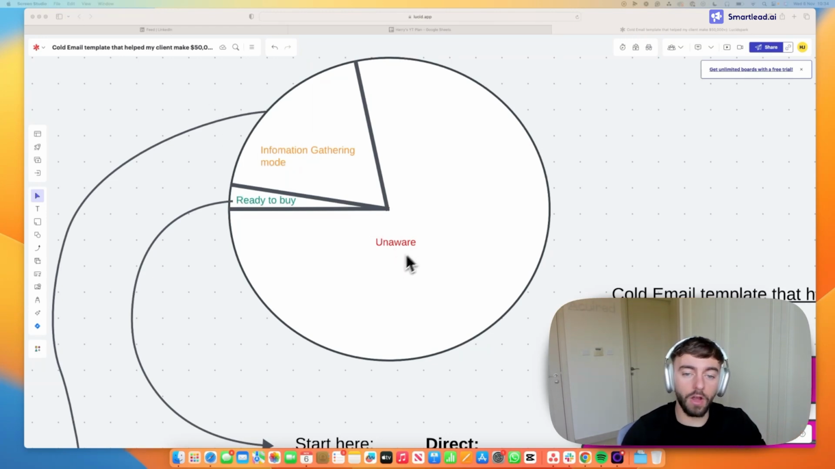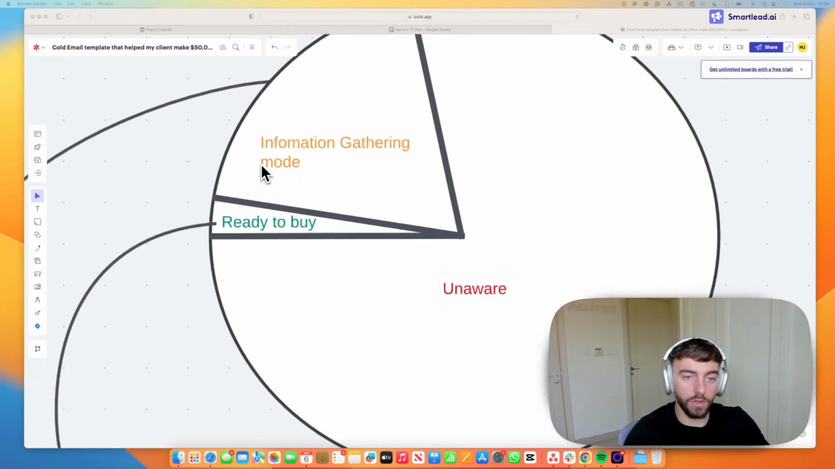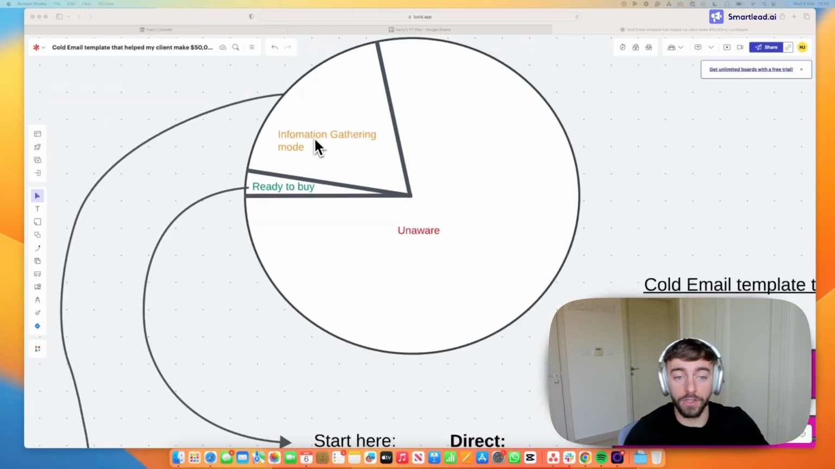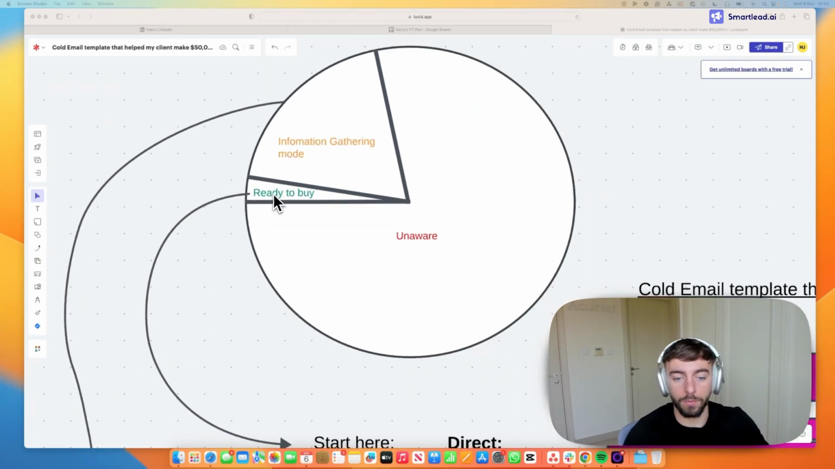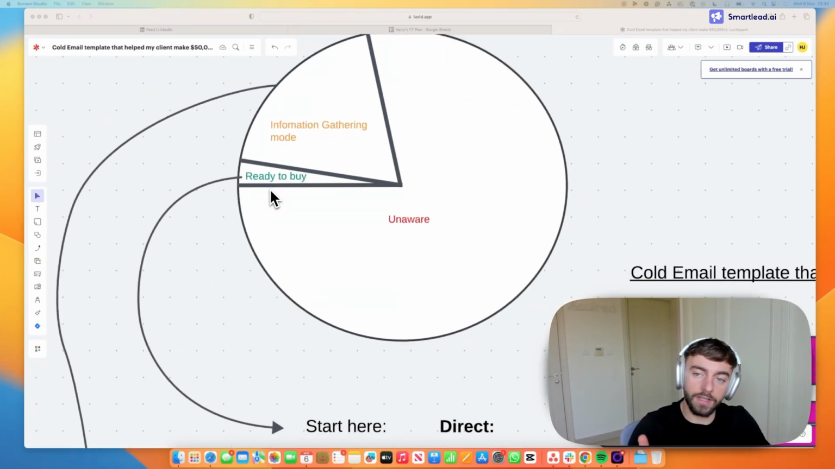For the most part, this unaware section is obviously the biggest section, and that's going to come through the likes of education. They're going to need to mainly be inbound. They're going to have to research. They're going to have to learn about it. And through a cold outreach message, it's going to be very hard to convert them. So the ones that we're focusing on are the ones in information gathering mode and the ones that are ready to buy. So we're going to have two different distinct types of scripts.